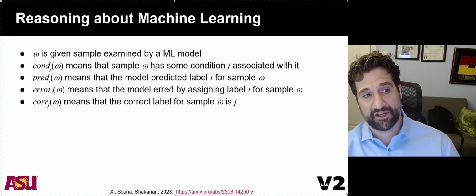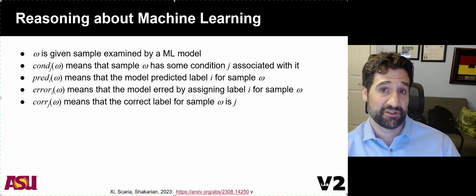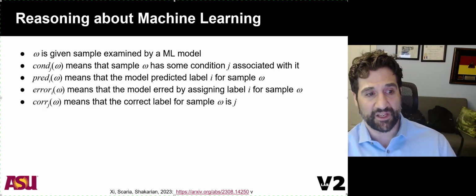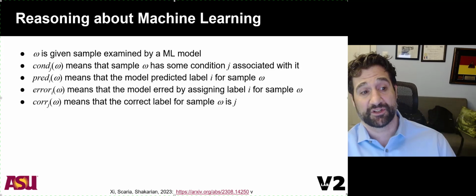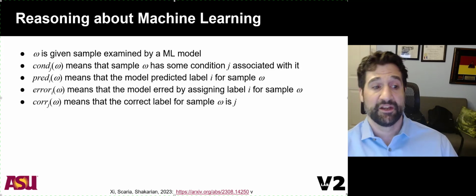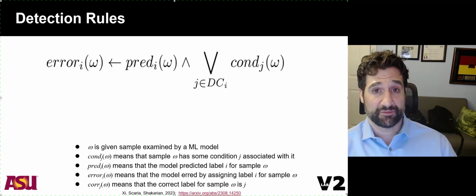And we have a logical language where you have this omega symbol. We're just using it as a generic constant symbol in the logic. This represents a sample. You have a bunch of conditions, and we're going to pick from these conditions. So condition J of omega means condition J is true for omega. Pred I means that your model predicted label I for omega. And then we have these two extrinsic predicates: error I of omega, which means the model made a mistake assigning label I, and correction J of omega, meaning that the correct label really should be J.